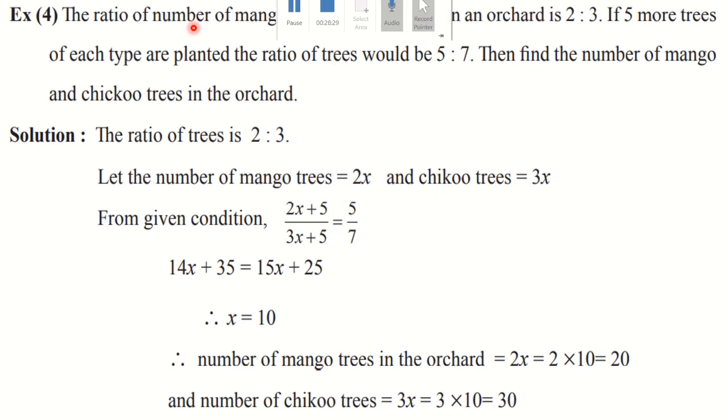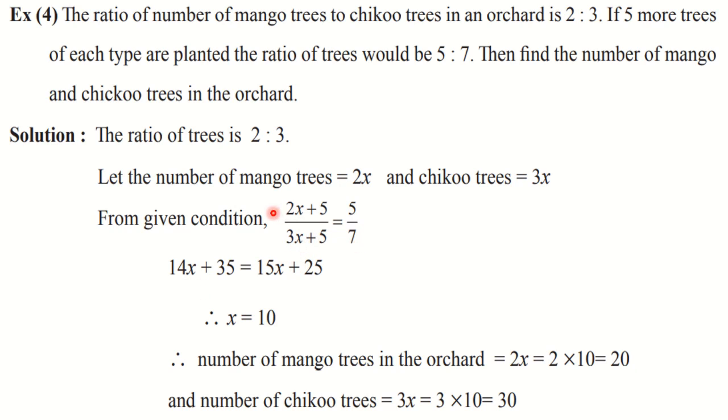So from the first statement we have written the ratio, we have taken the common multiple, and we have written the number of trees which we want to find. Now read the given condition. If 5 more trees of each type are planted, then the ratio is going to become 5:7. That means if we add 5 to both the places, the ratio is going to change to 5:7. So we can write down that 2x plus 5 upon 3x plus 5 is equal to 5 upon 7. That is the new ratio. Then you will go for cross multiplication to get the answer.